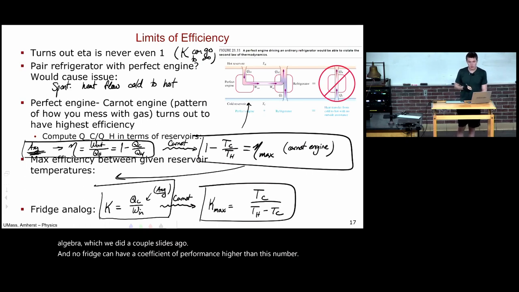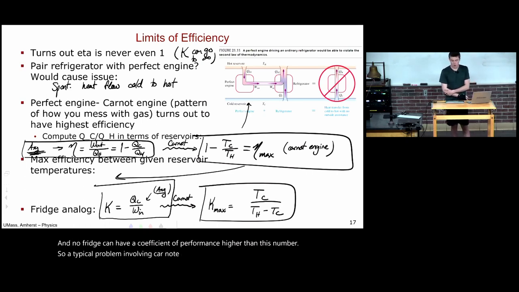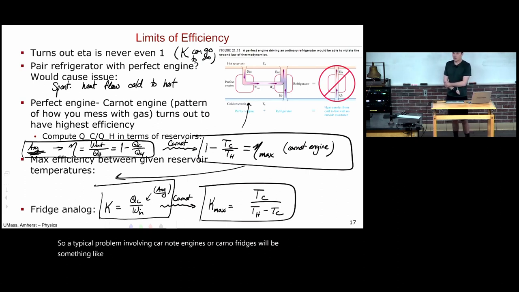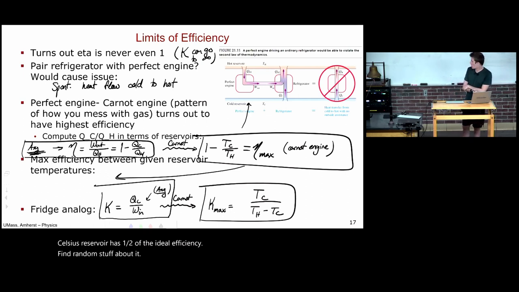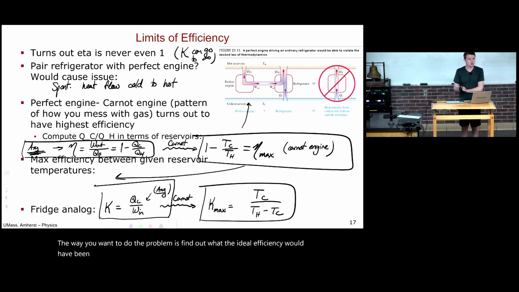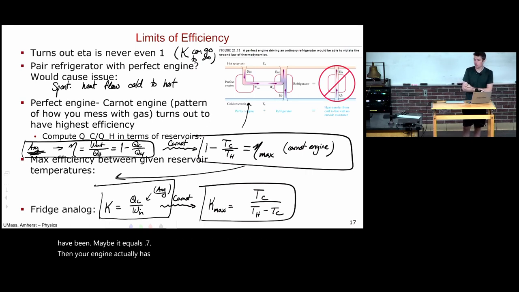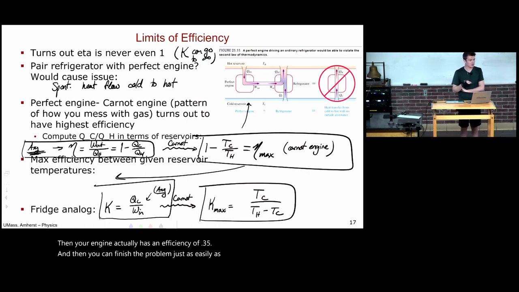So a typical problem involving Carnot engines or Carnot fridges will be something like an engine operating between a 200 Celsius reservoir and a 100 Celsius reservoir has one half of the ideal efficiency. Find random stuff about it. The way you want to do the problem is find out what the ideal efficiency would have been. Maybe it equals 0.7. Then you know your engine actually has an efficiency of 0.35. And then you can finish the problem just as easily as all the other ones we've done before. It becomes an easy problem.